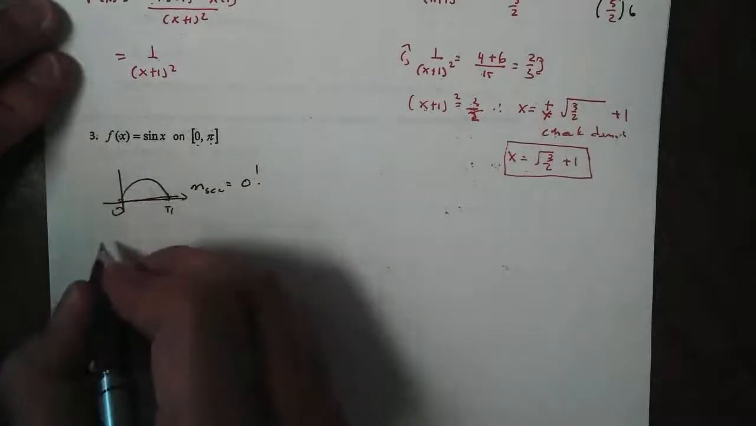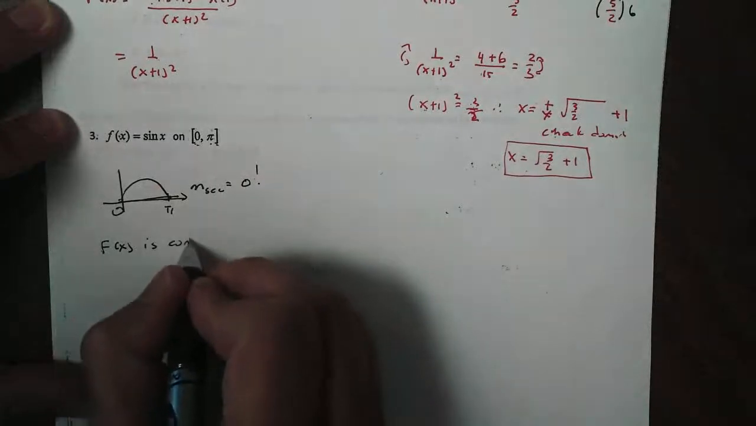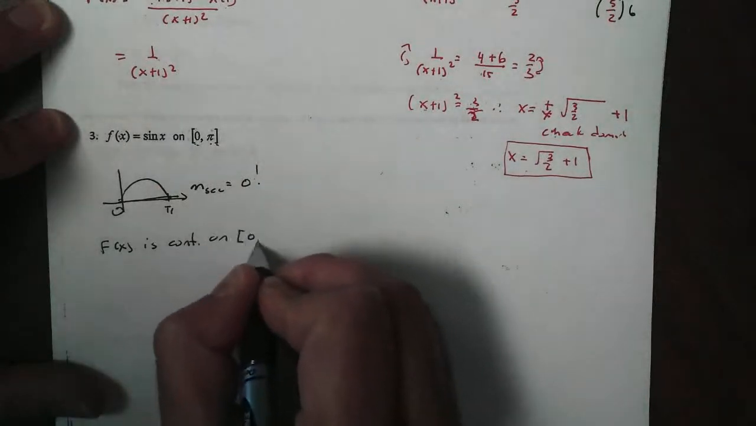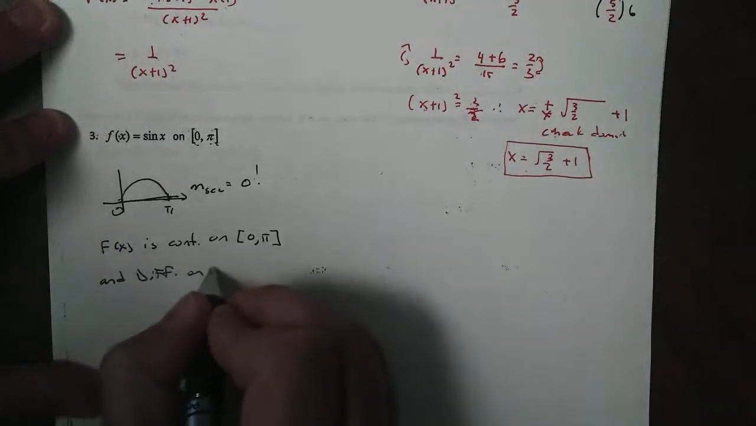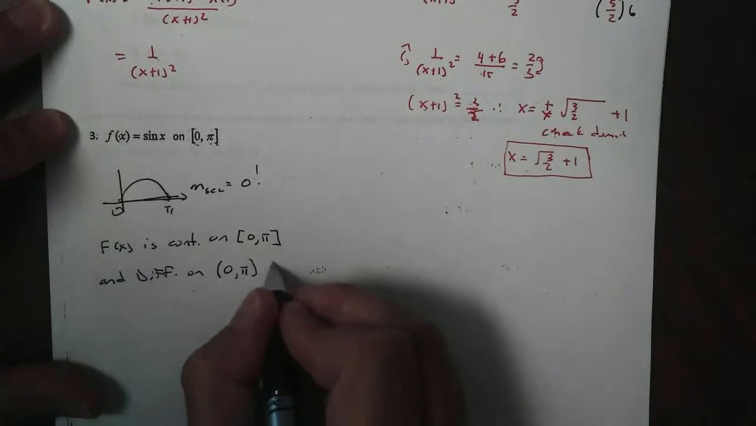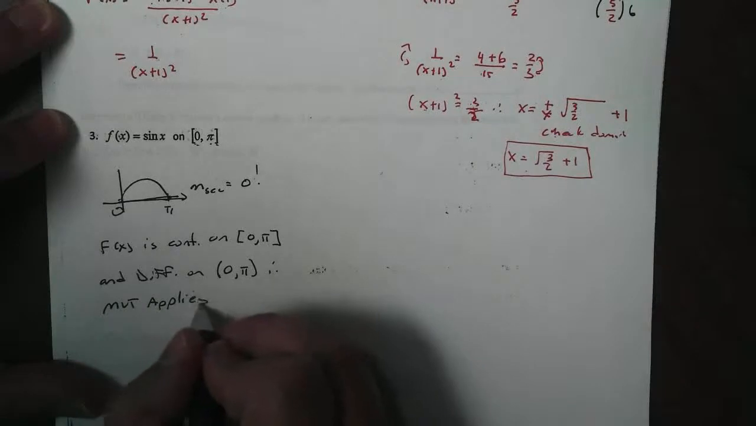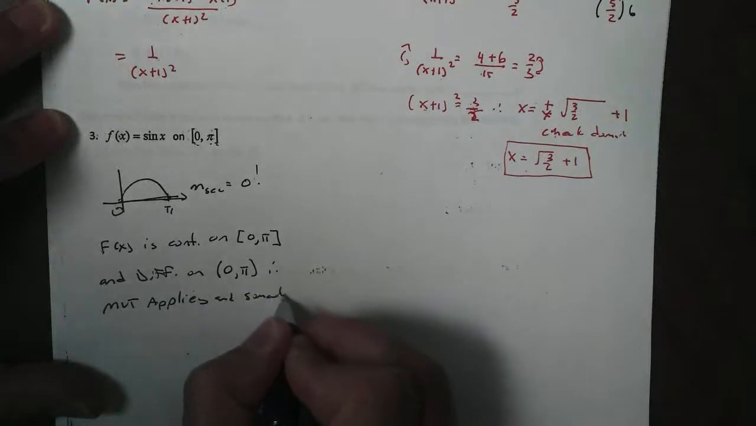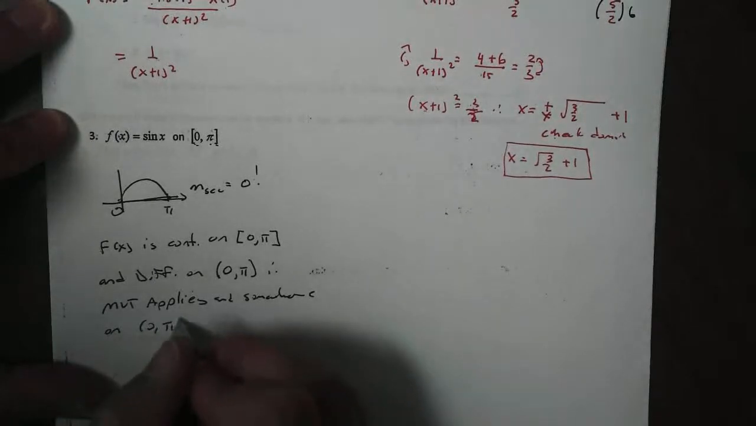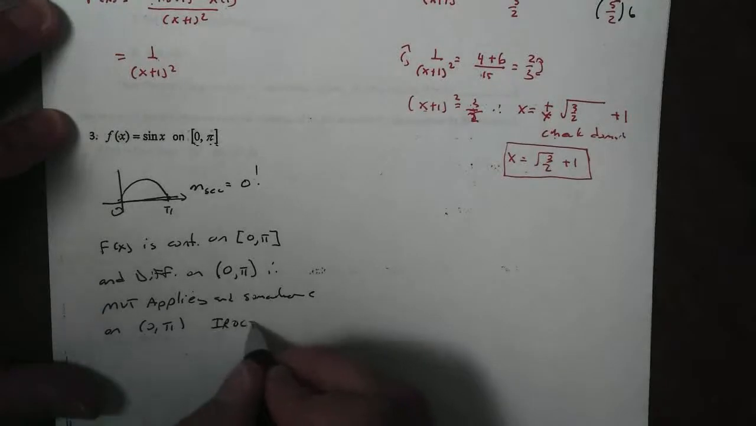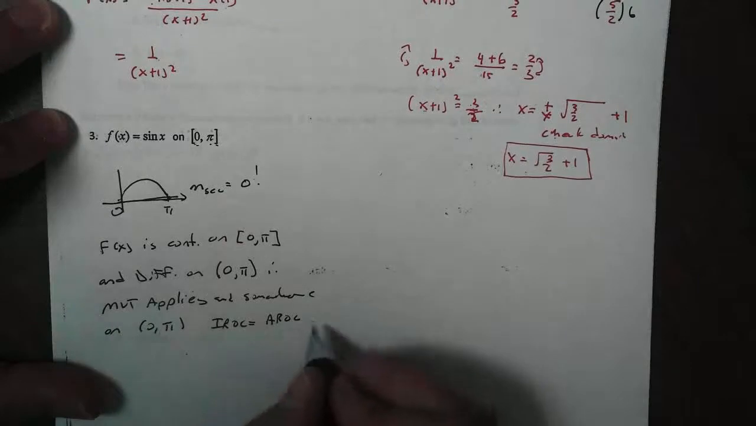So let's go ahead and do MVT. This is continuous and differentiable. So we're going to say f of x is continuous on the closed interval 0 to pi and differentiable on the open interval 0 to pi. Therefore, MVT applies just like we did with Rolle's. Remember we did Rolle's? And somewhere over that rainbow on 0 to pi, the instantaneous rate of change has to equal the average rate of change, which we already know is 0.